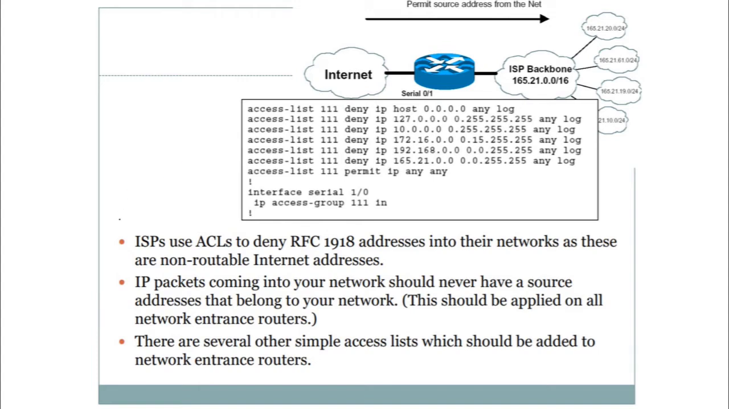Another thing I just want to add here: ISPs use ACLs to deny RFC 1918 addresses into their network, as these are non-routable internet addresses. You might have gone through the concept of public and private IP addresses, right? Public IP and private IP, right? So that's how they actually are.